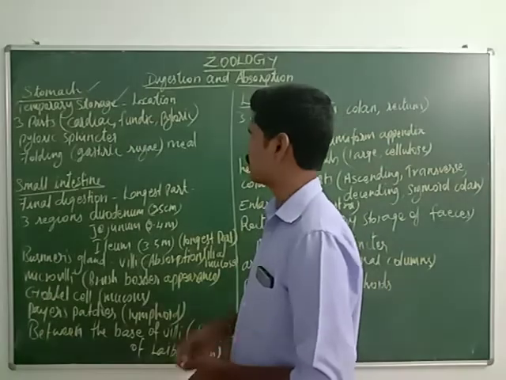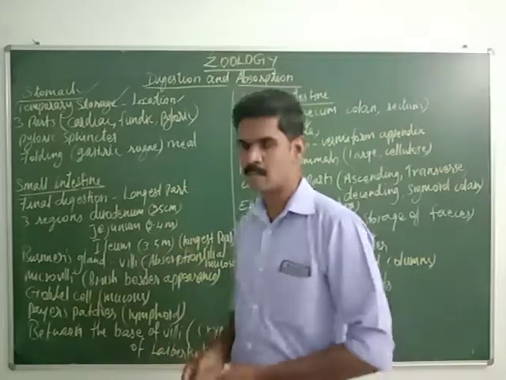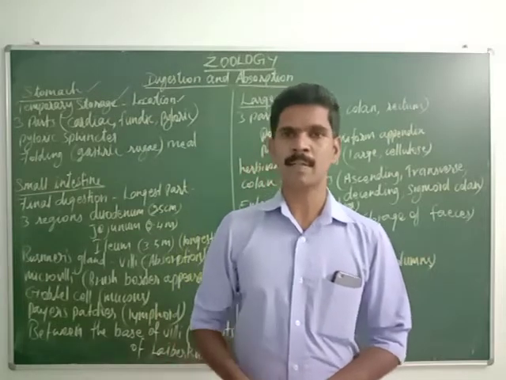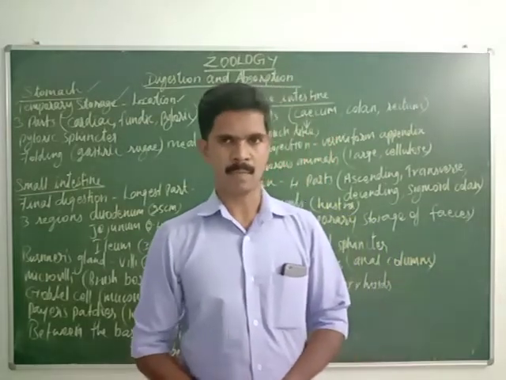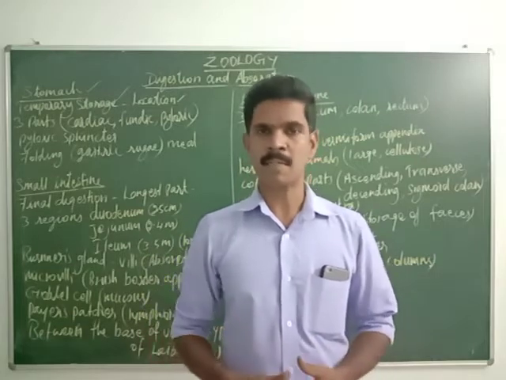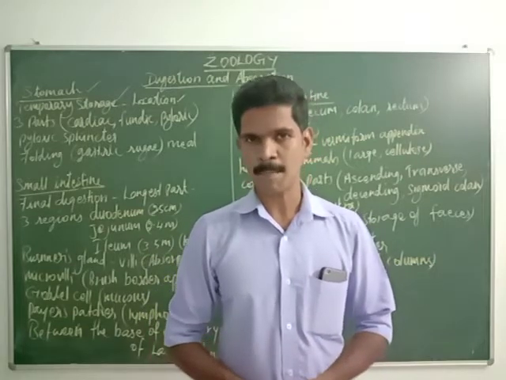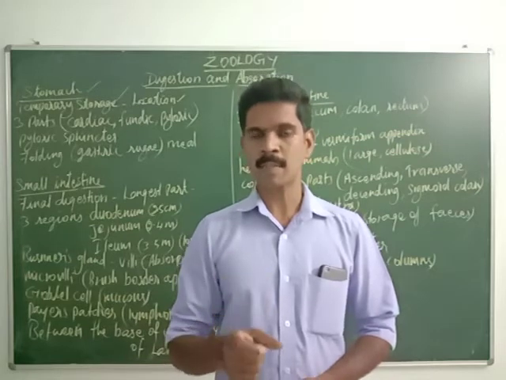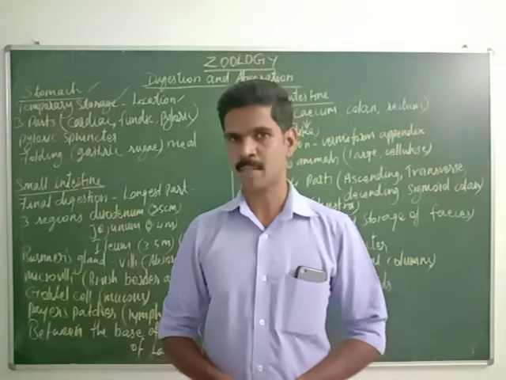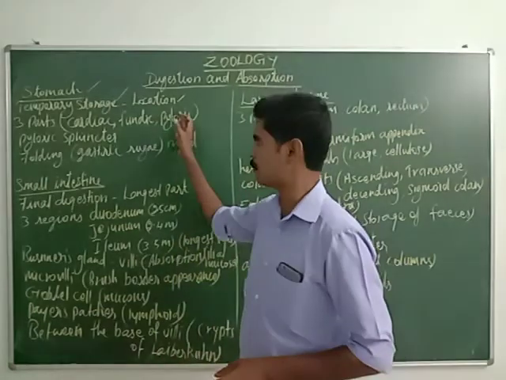Next point, location. The stomach is located in the upper left side of the abdominal cavity. The abdomen means the cavity below the thoracic cavity, called the abdominal cavity. So this is the location of the stomach.